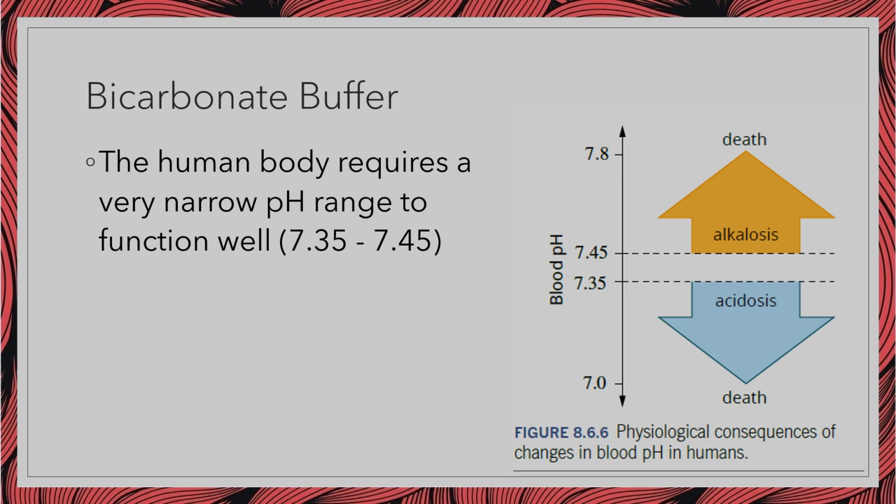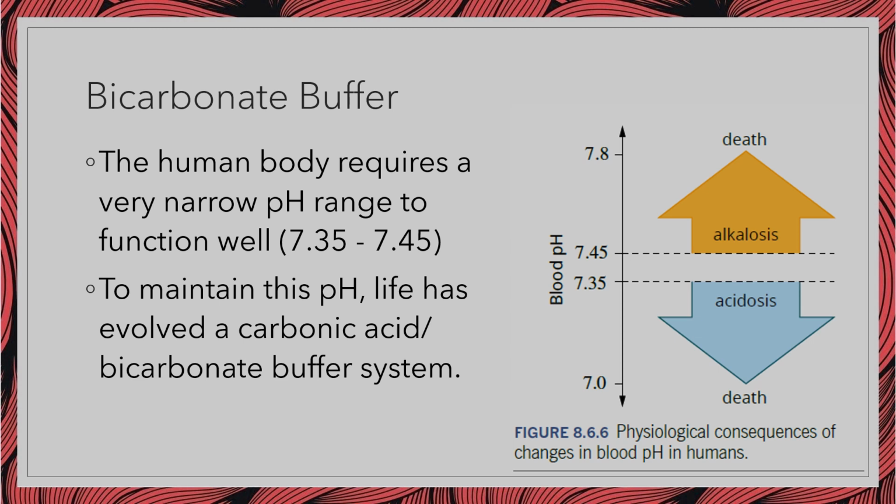Same going up, 7.45 to 7.8, you're getting sicker and sicker. It's called alkalosis. Once you get to 7.8, you're dead. Things stop working when the pH is wrong. So what we have in our blood is the bicarbonate buffer. Okay, it's basically a carbonic acid bicarbonate buffer system designed to keep that pH between 7.35 and 7.45.